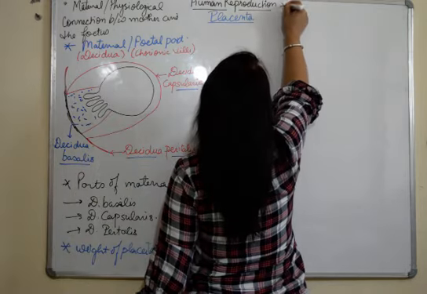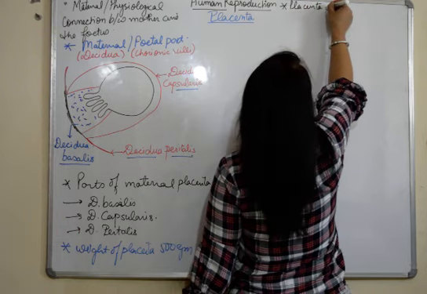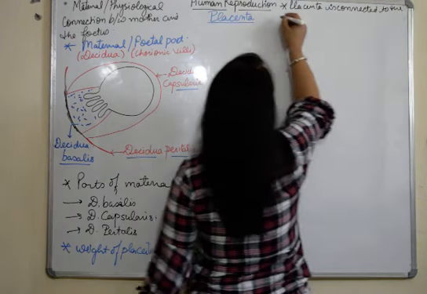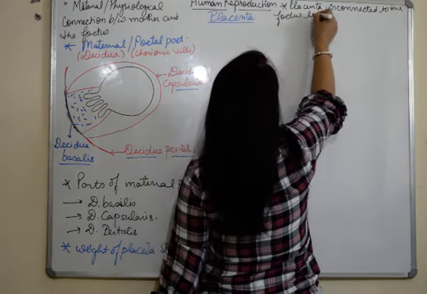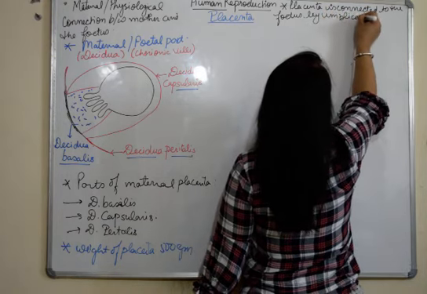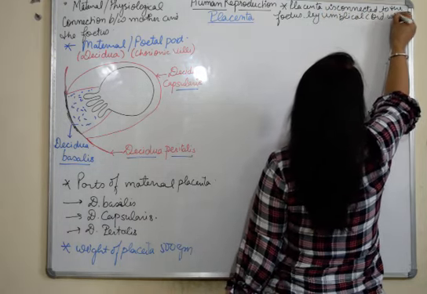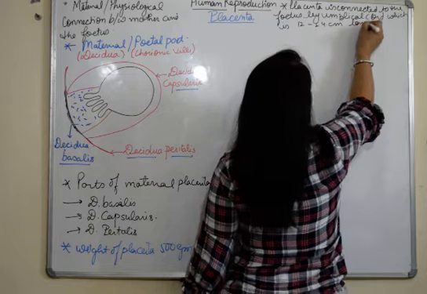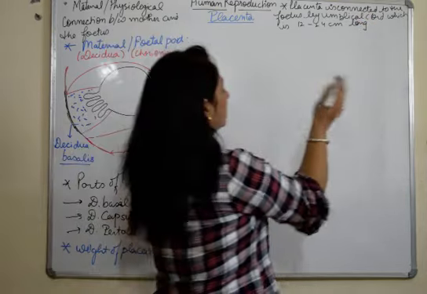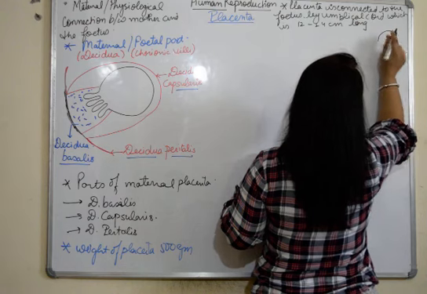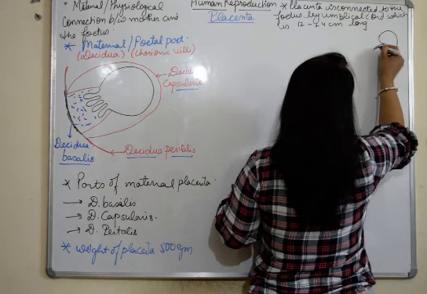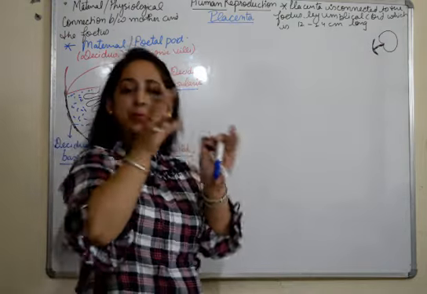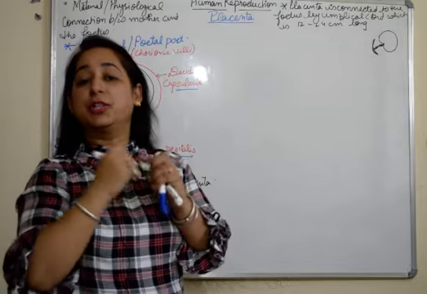The placenta is connected to the fetus by the umbilical cord, which is approximately 12 to 24 centimeters long. It is just a tubular structure. If I make a small structure, suppose this is the embryo. There will be the umbilical cord like this, and this is the placenta. This is the umbilical cord which connects the developing embryo to the placenta. This is how the connection is formed.